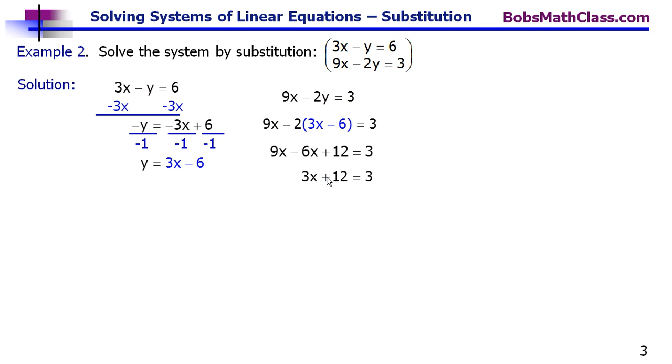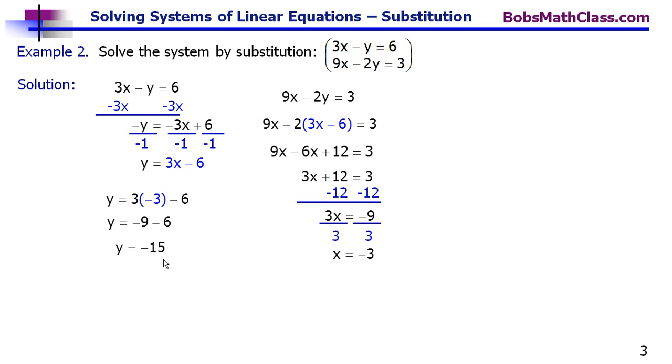Add like terms. Subtract 12 on both sides. So 3x equals negative 9. Divide by 3. X equals negative 3. We're almost there. We have the x. What do we need? We need the y, right? So go over here to this equation on the left-hand side and replace the x with negative 3. Now work that out. 3 times negative 3, that's negative 9. Negative 9 minus 6, that will be negative 15. We have our x and y, so we'll write it in parentheses with the x first and the y second.